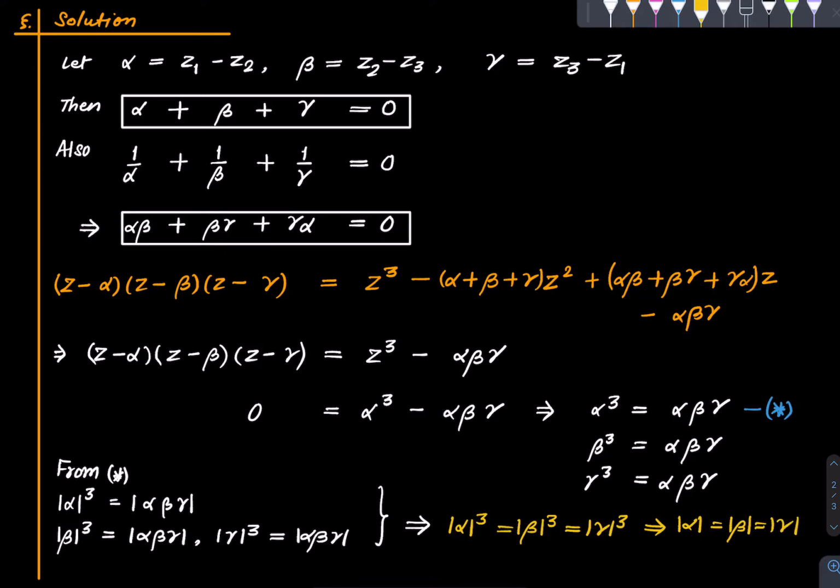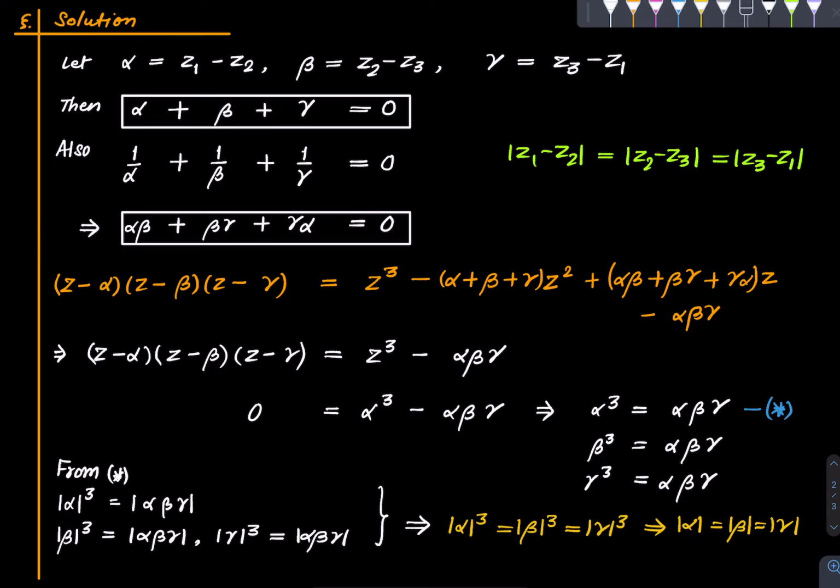And if we just look at this last thing, what does it say? This says that mod of z1 minus z2, which is the magnitude of alpha, is equal to mod of z2 minus z3, which is the magnitude of beta, equals mod of z3 minus z1, which is the magnitude of gamma. And therefore, the distance between z1 and z2 is equal to the distance between z2 and z3, which is equal to the distance between z3 and z1. And hence, z1, z2, z3 form the vertices of an equilateral triangle. So that finishes the proof.